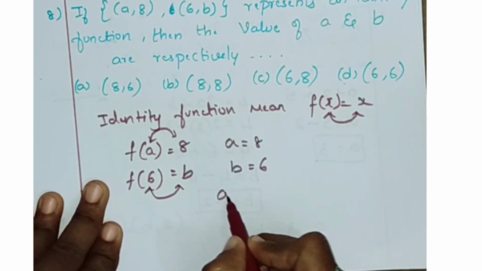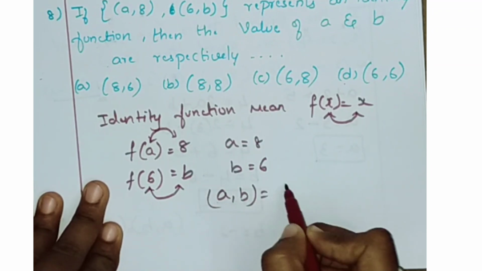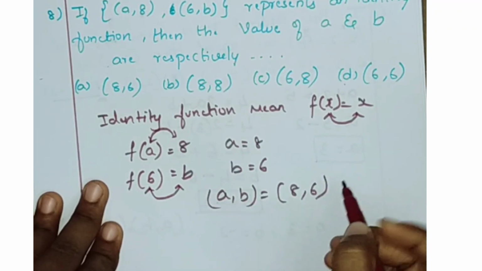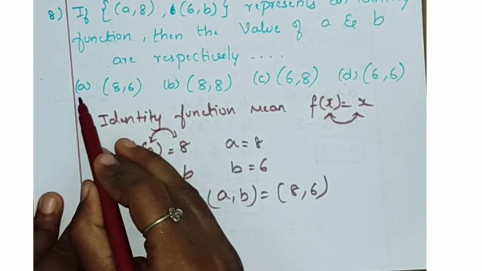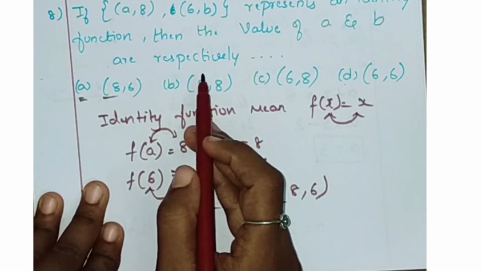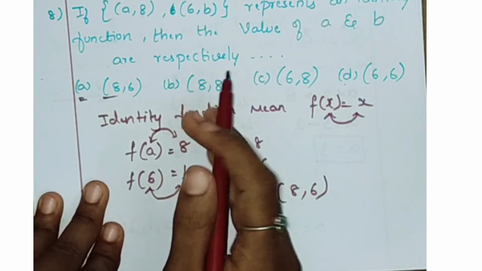So your A, B is 8, 6. So 8, 6 is option A. So option A is the right answer. Okay, now we'll see the next sum.